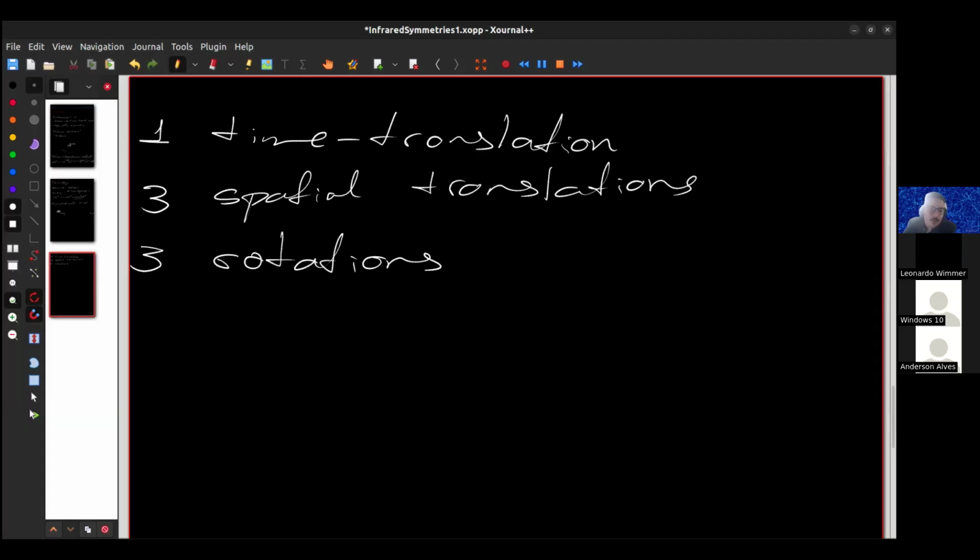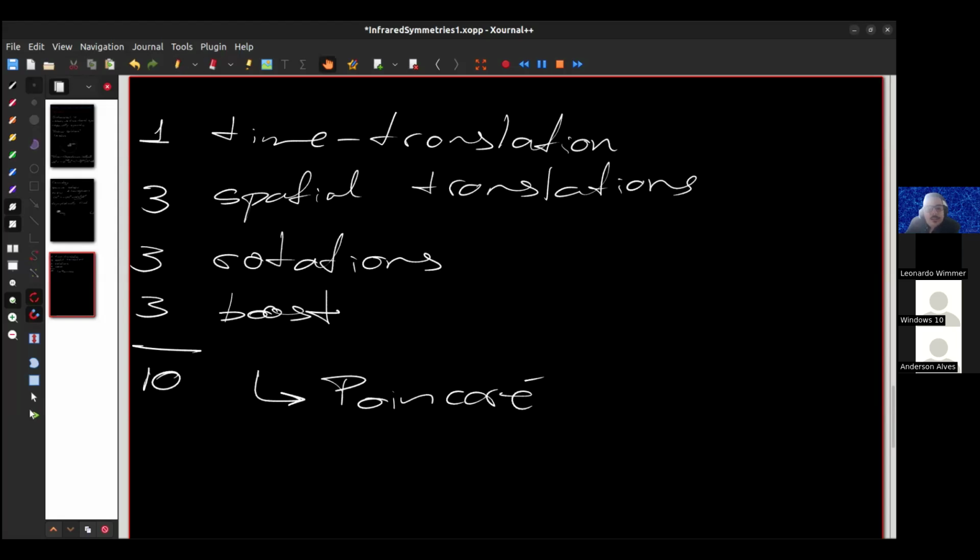And finally, we have three boost symmetries, which mean that all inertial observers in Minkowski spacetime observe the spacetime in the very same way. So you have this invariance under boosts and changes of reference frame. So in total, in Minkowski spacetime, we have 10 symmetries. This is actually the maximum amount of spacetime symmetries that you can have in a 4-dimensional spacetime. And these 10 symmetries are known as Poincare symmetries.